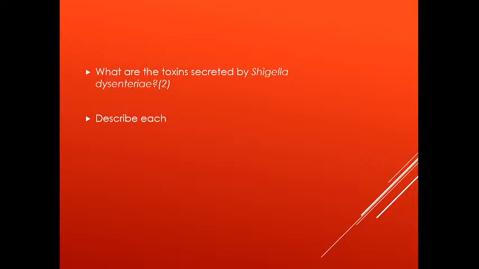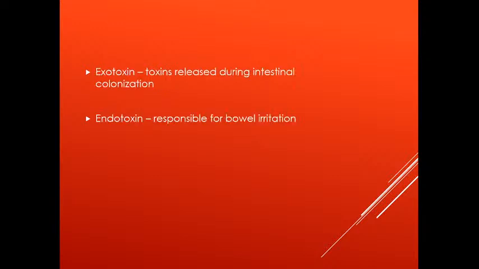The next topic is the pathogenic determinants of Shigella dysenteriae. There are two toxins that are released by Shigella dysenteriae. It's exotoxins and endotoxins. Now, the descriptions are as follows. The exotoxins are released during intestinal colonization, while the endotoxins are responsible for the bowel irritation.